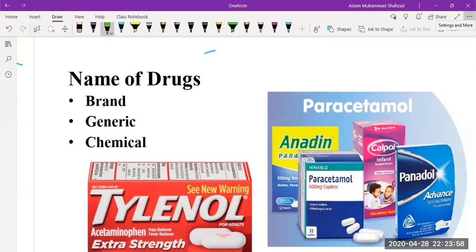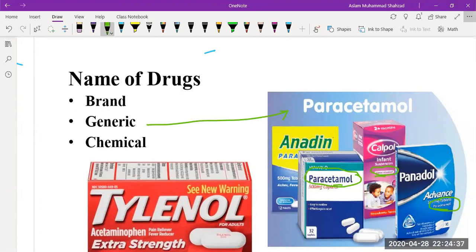And you can see that for paracetamol you will find different names. This is paracetamol, this Calpol also contains paracetamol, Panadol they also mention paracetamol. So what is common in all of these products is the name paracetamol. They all contain the word paracetamol. So the word paracetamol is actually the generic name of the product.